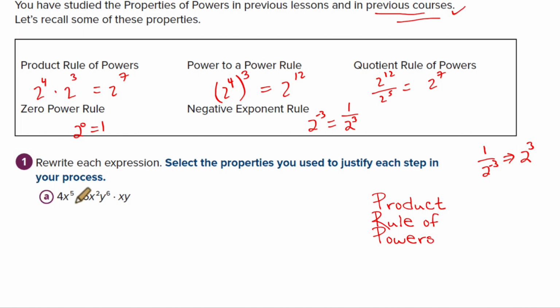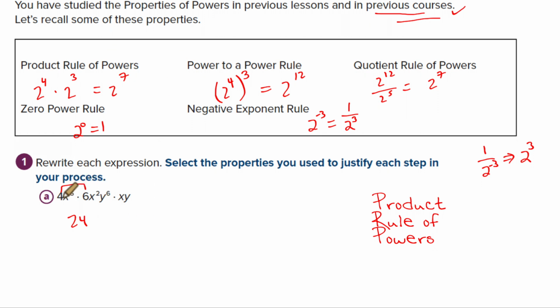And when I look at A here, we're going to treat coefficients as regular old numbers. We have 4 times x to the 5th times 6x squared y to the 6th times x times y. The first thing I'm going to do is deal with these regular old numbers. So it's just 4 times 6. That's 24. Easy enough.